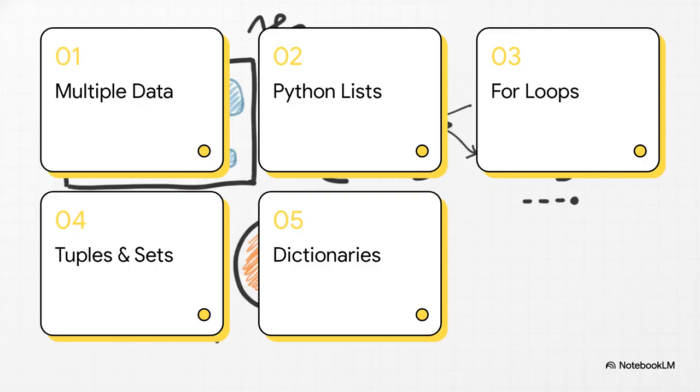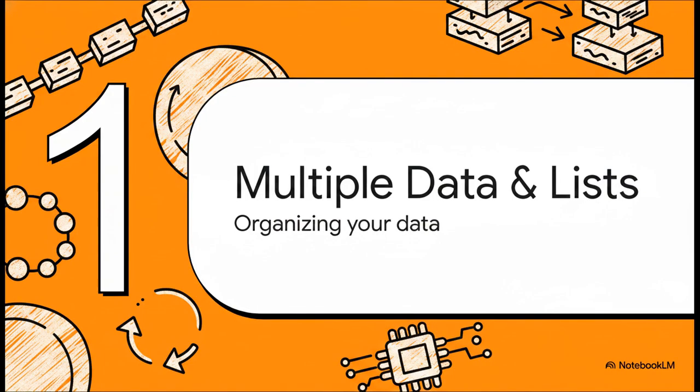Here's our agenda for today. First, the multiple data problem. Second, organizing with Python lists. Third, automating with for loops. Fourth, tuples and sets explained. And finally, smarter storage with dictionaries. Let's get to it. Sections 1 and 2, the multiple data problem and organizing with Python lists.